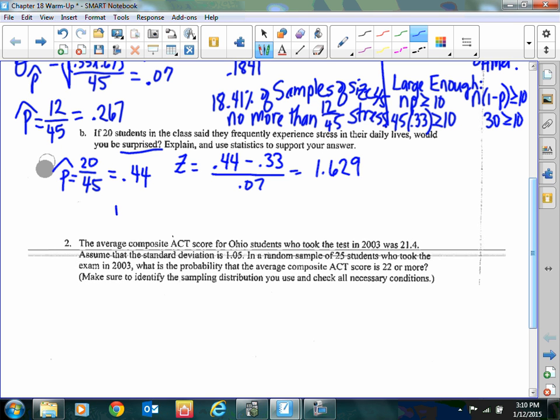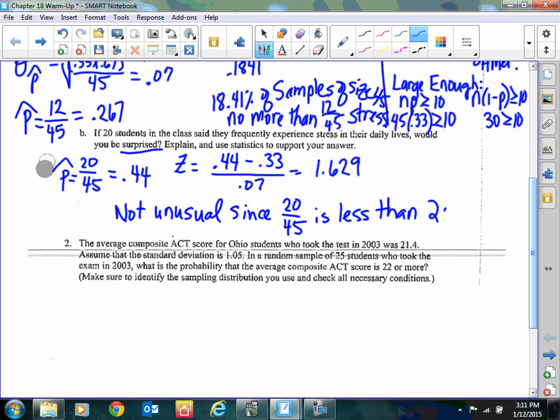So I don't think it's unusual because it's within 2 standard deviations. So it is not unusual since 20 out of 45 is less than 2 standard deviations away from the mean.